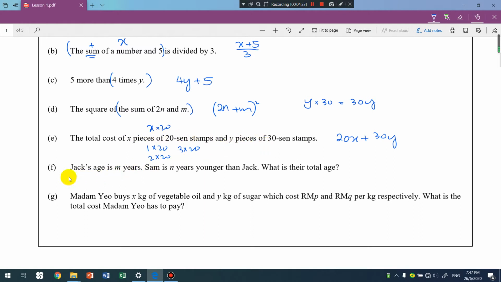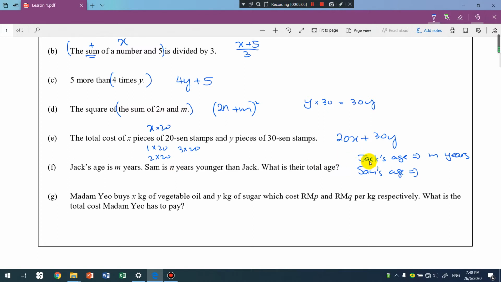Okay, let's go to F. Jack's age is m years. Let me write it down first, so it's easier for you to see. Jack's age is m years. Now we have another person, Sam. Sam's age is n years younger than Jack.